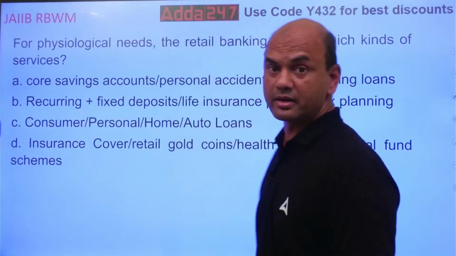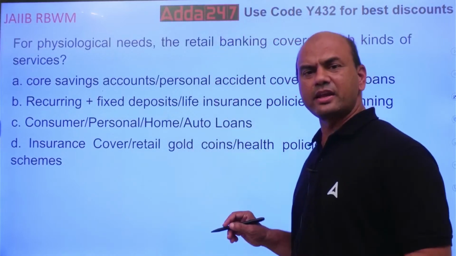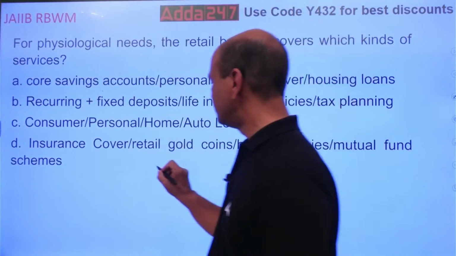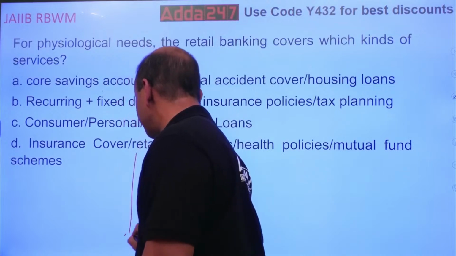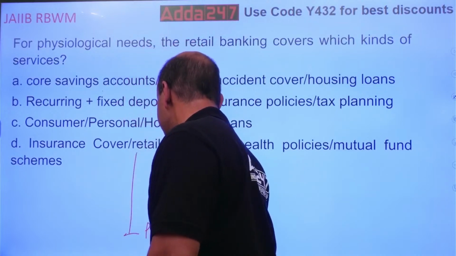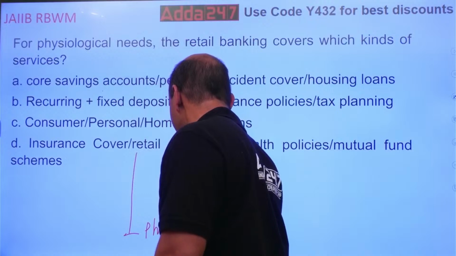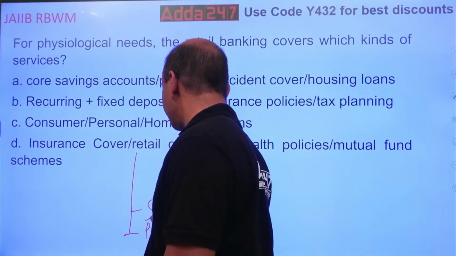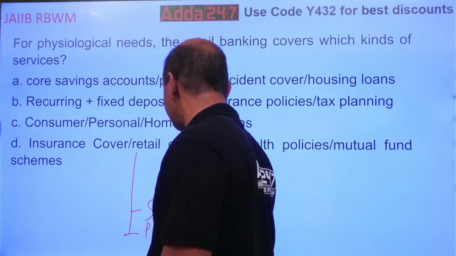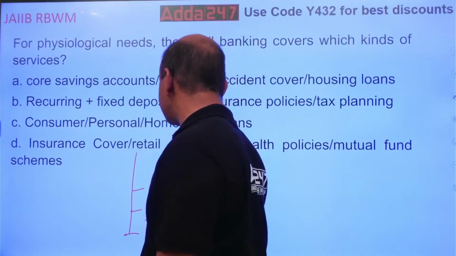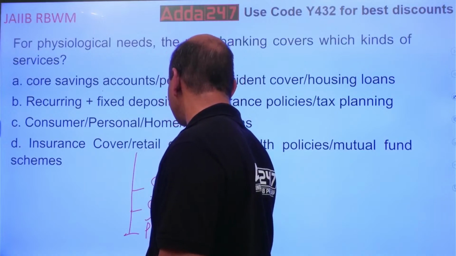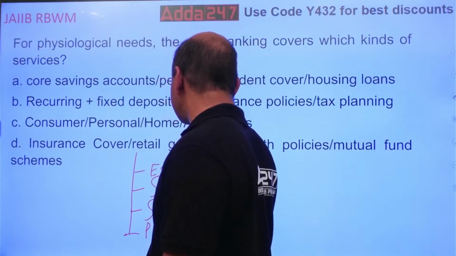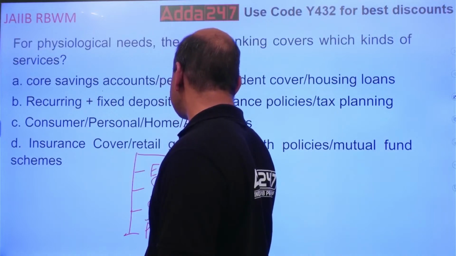Maslow's hierarchy consists of 5 layers. I'll write it over here. The lowest level is physiological. The next level is safety. The third level is social. The fourth level is esteem. And the fifth level is self-actualization.